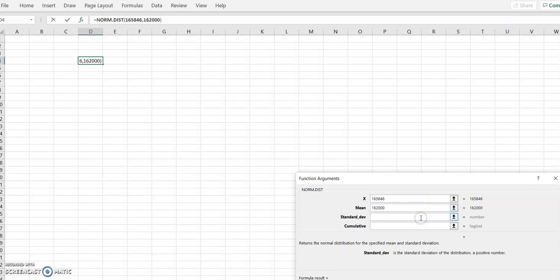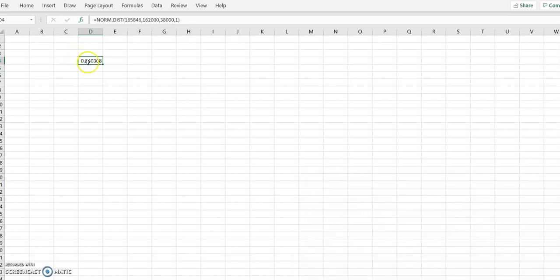The standard deviation is what's given in the problem, because it's only one sample, okay? And the cumulative is always 1. So there's the answer to the lower number, okay? Now we're doing the probability for lower, all right?